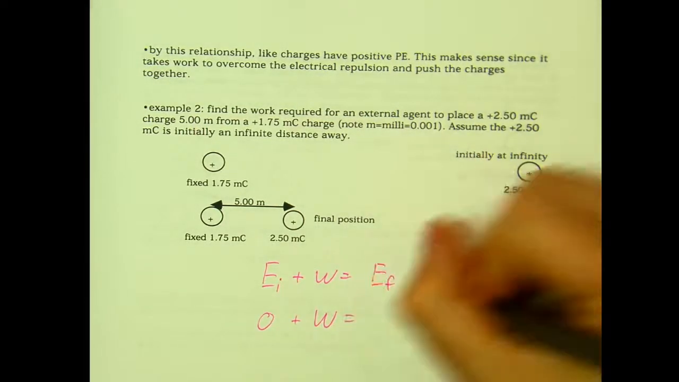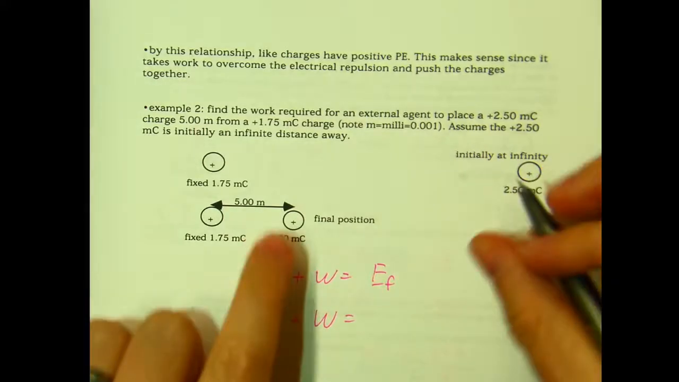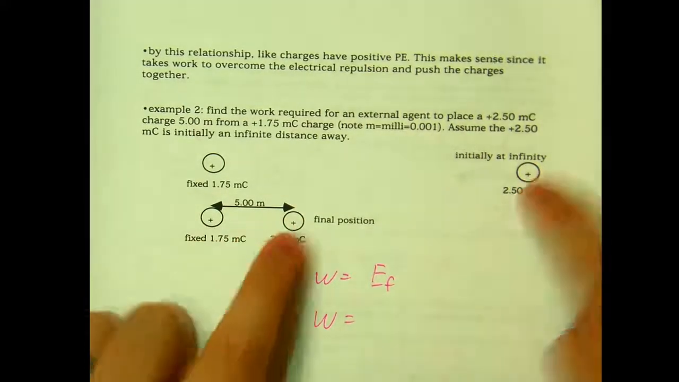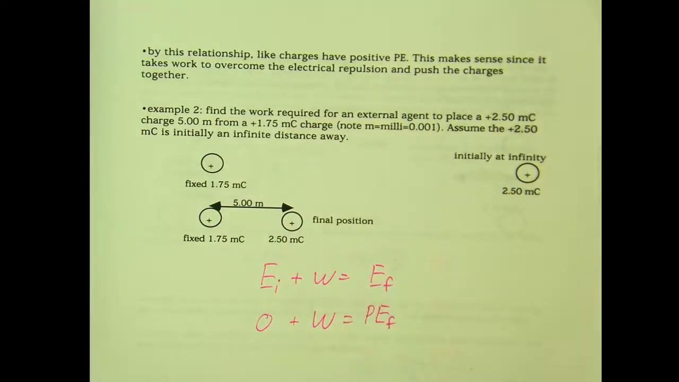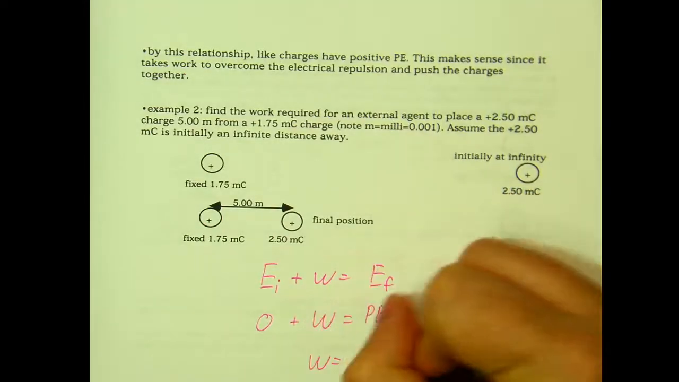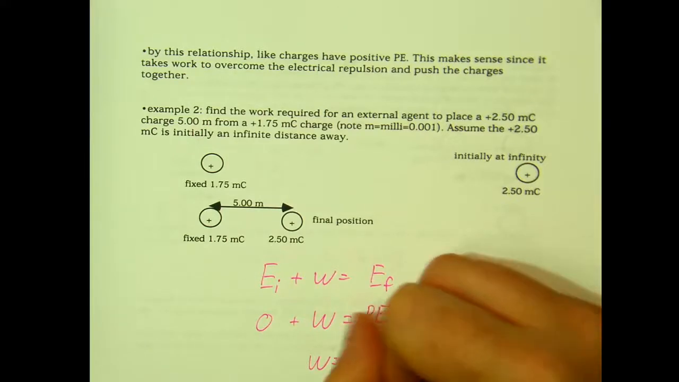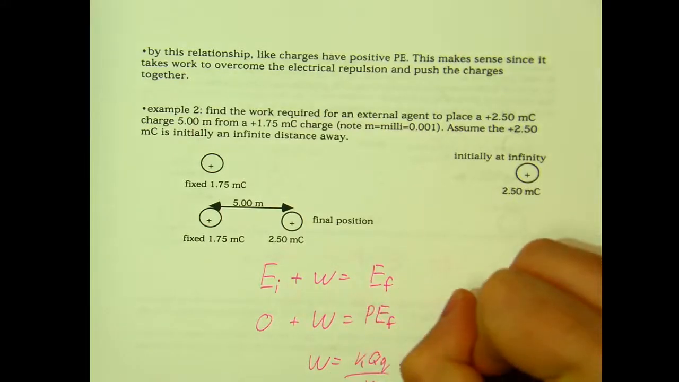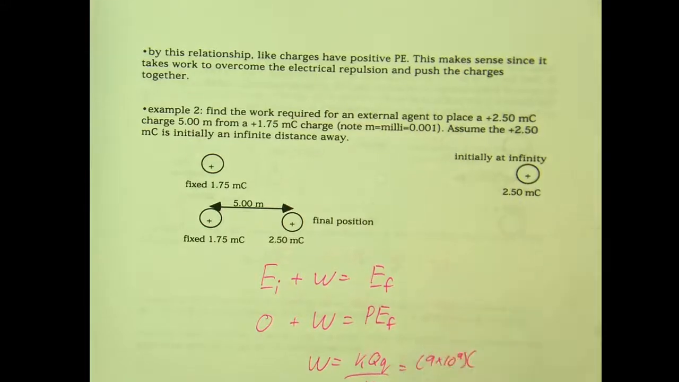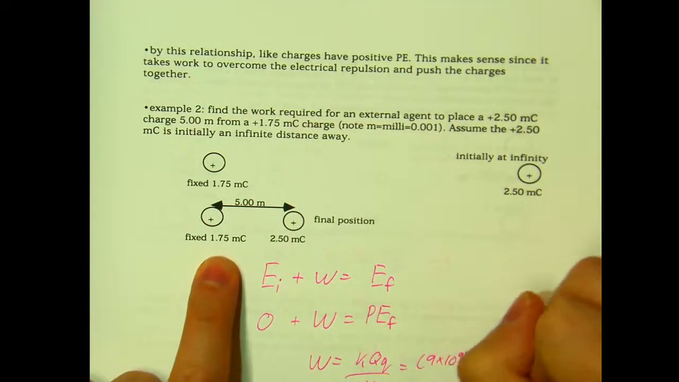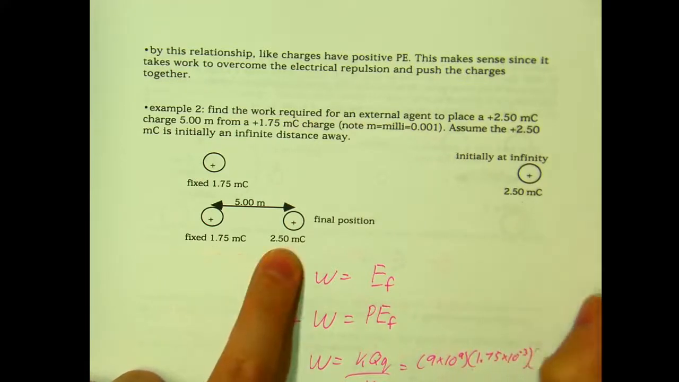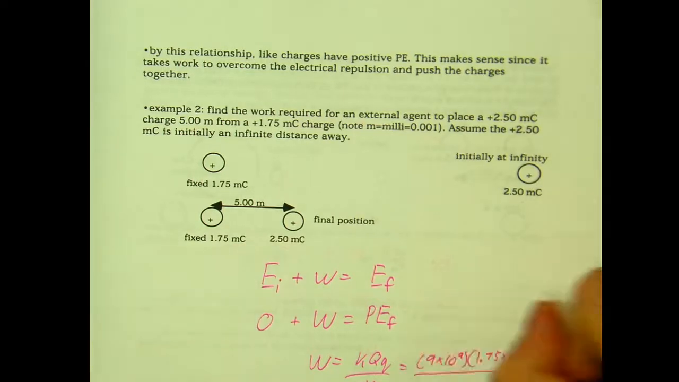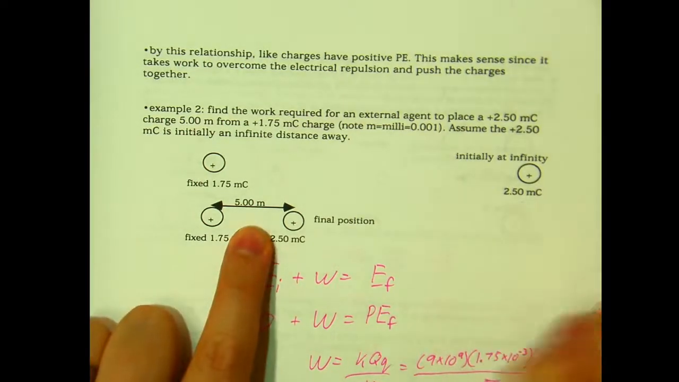So we've got a final position here, and again, they're not moving, so there's no kinetic energy. Now we're just going to have potential energy final. So work is going to equal KQQ over R, 9 times 10 to the 9. Charge is 1.75 times 10 to the negative 3, 2.5 times 10 to the negative 3, and we're dividing that by their 5 meters apart.